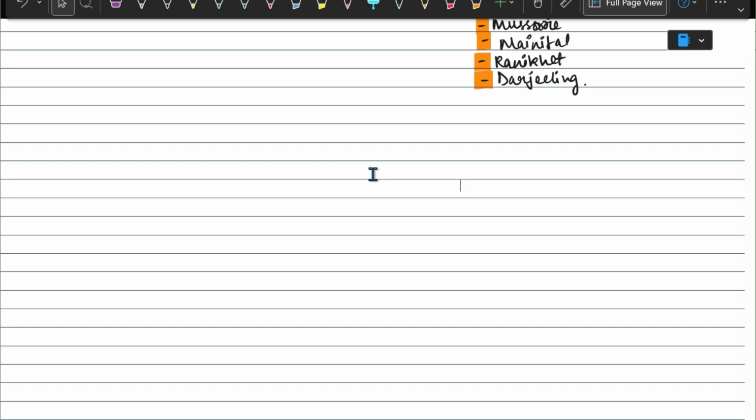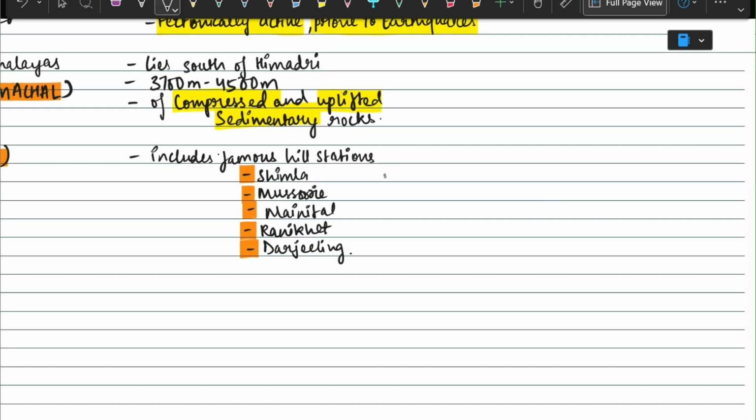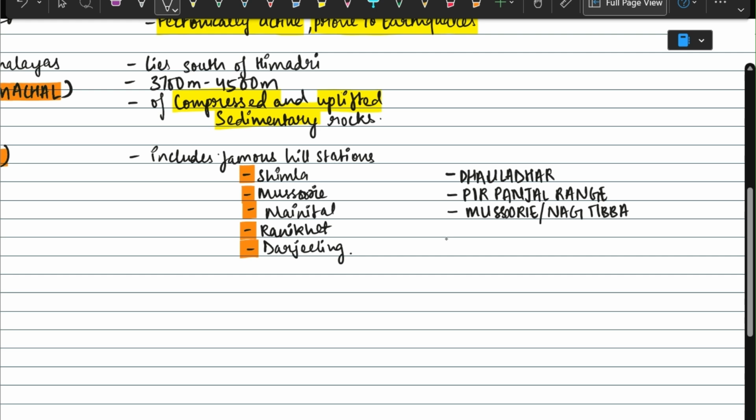Within this belt, the Mussoorie and Nag Tibba ranges are especially notable, with towns like Mussoorie, Dehradun, and Uttarkashi nestled around them. And this also includes important mountain ranges like the Dhauladhar range, the Pir Panjal range, the Mussoorie or the Nag Tibba ranges, and the Mahabharat range that extends into Nepal.